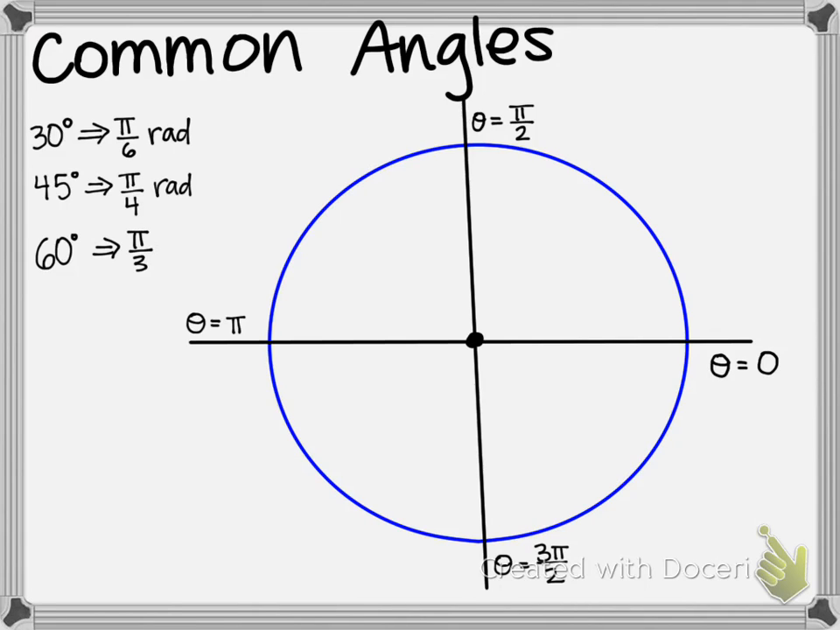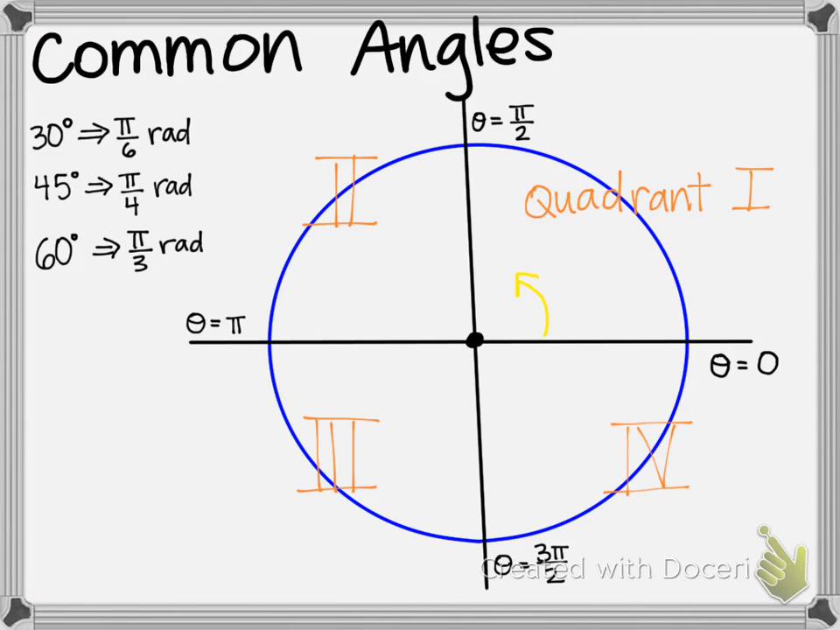So these are some other common angles. This is quadrant 1. This is quadrant 2. This one is 3. This one is 4. So remember, our angles in standard position start at the horizontal axis, the x-axis, and open up counterclockwise, and that's the same way that our quadrants go.